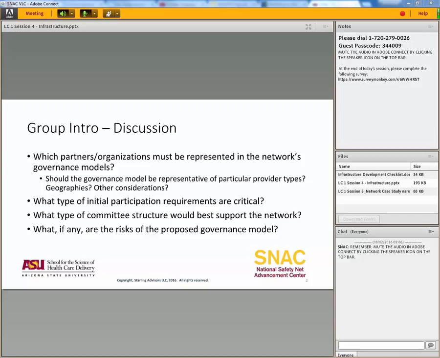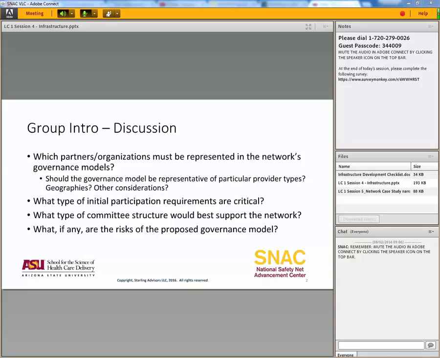The information is relevant to today's conversation. Today's conversation will build on last week's discussion. So some of the questions we had posed were, what partners or organizations need to be represented in a network's governance model? Should the governance model be representative of specific provider types? How would you take things like geography into consideration? What type of initial participation requirements might be necessary?